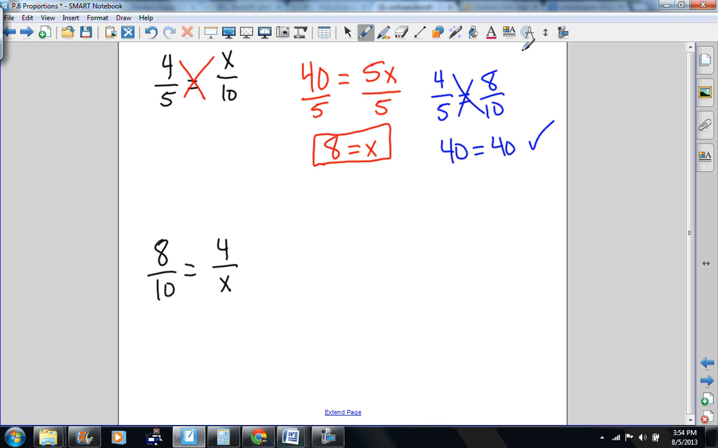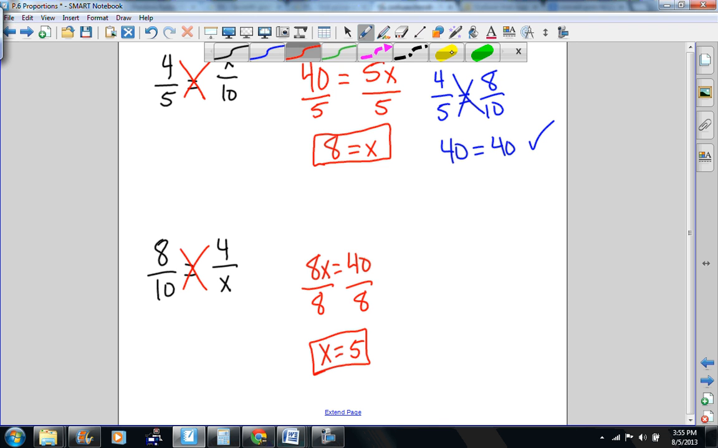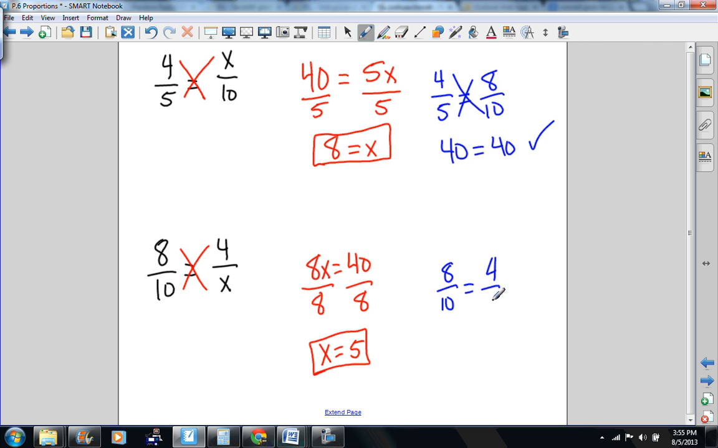Down here on the bottom, we do the same idea. Now, it's almost the same problem as what we've been working on, but it's a little bit different. 8 times x is 8x. 10 times 4, well, that's 40. From here, we just divide by 8. Well, 40 divided by 8, that's 5. And now we check our answer. Equals 4 over 5.